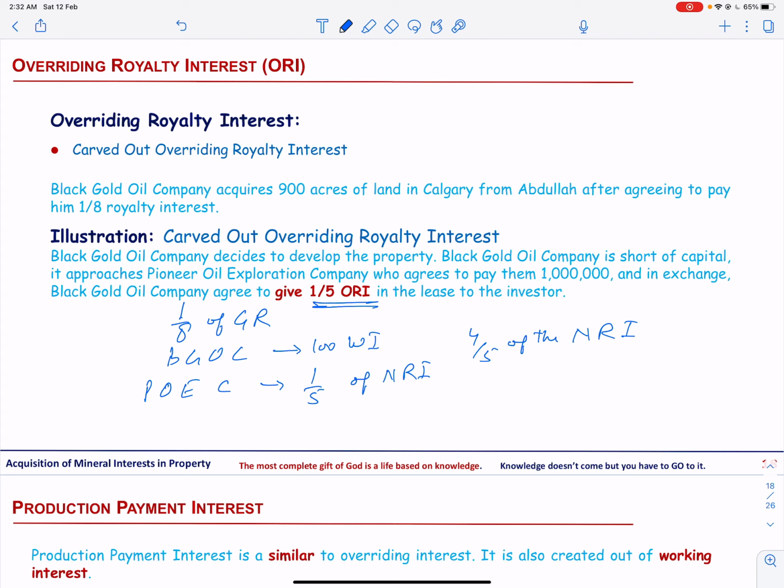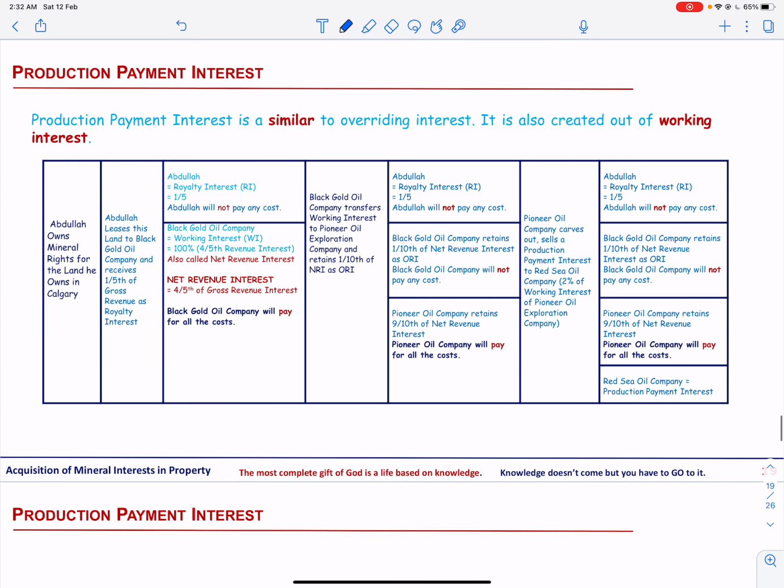Let us now talk about production payment interest. Like overriding royalty interest, production payment interests are also created from working interest. The objective of creating such interest is to obtain capital to explore, develop, and produce. In case of production payment interest, payments are limited to a specific amount of oil or gas, or money or time, after which it reverts back to the interest from which it was created.